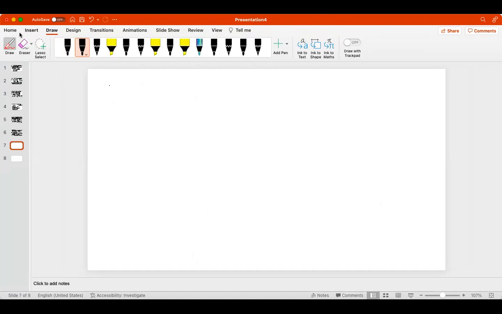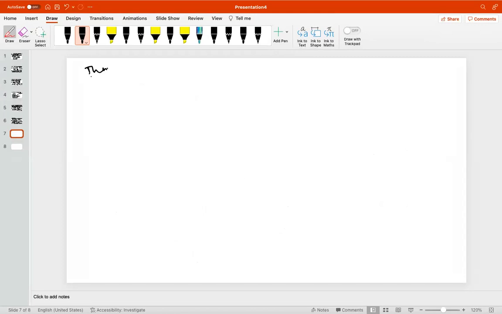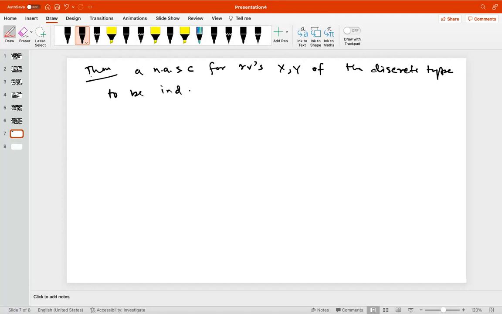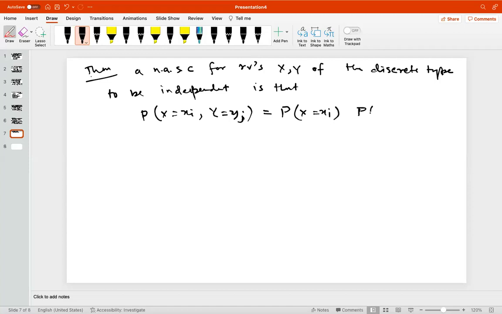So the theorem is this. Important theorem: a necessary and sufficient condition for random variables X and Y, both of the discrete type, to be independent is that the probability of X equal to xi and Y equal to yj must be equal to the probability of X equal to xi times the probability of Y equal to yj. And that is true for all pairs of points, for all xi and yj.